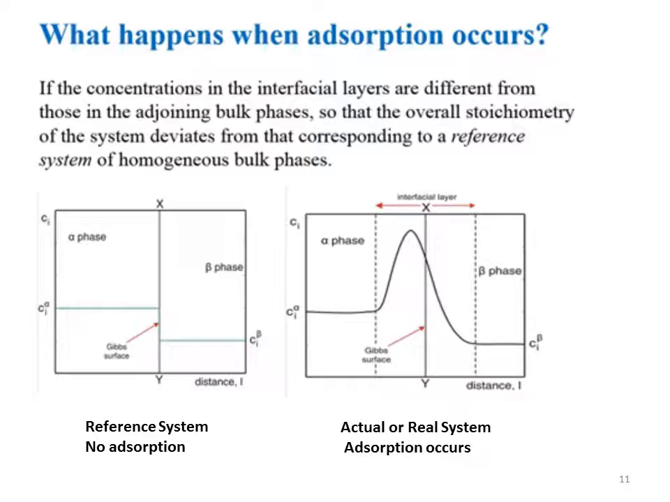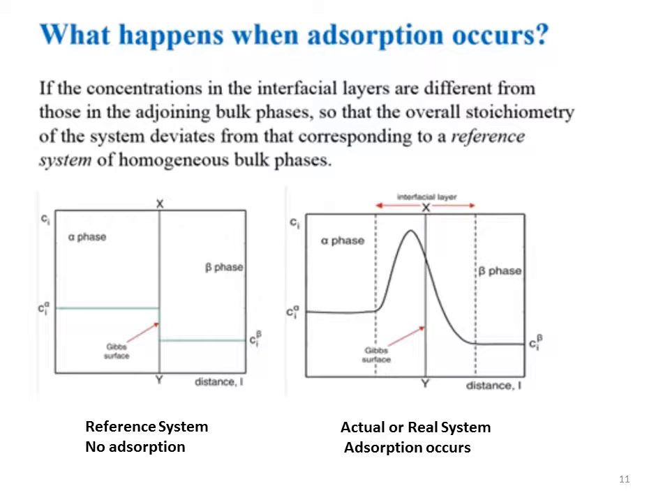When concentration changes, the stoichiometry of the system deviates, and then adsorption occurs in the real system. So if the concentrations in the interfacial layers are different from those in the adjoining bulk phases, the overall stoichiometry of the system deviates from that corresponding to a reference system of homogeneous bulk phases.